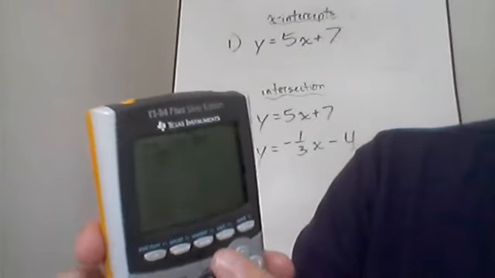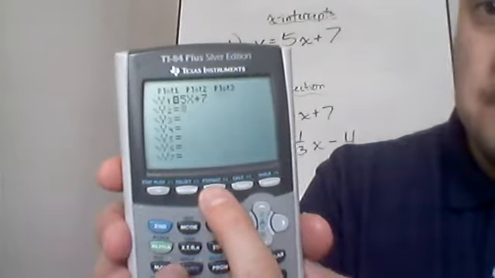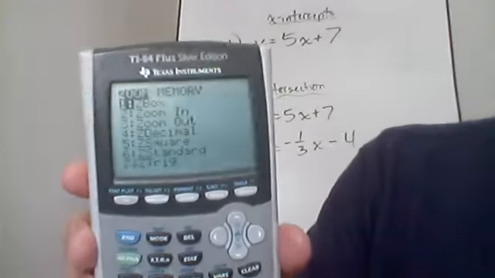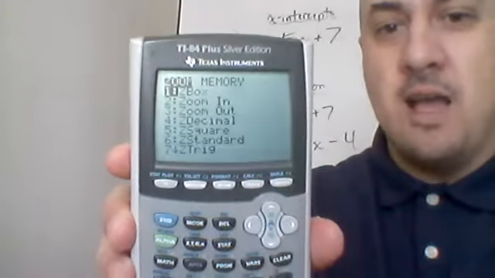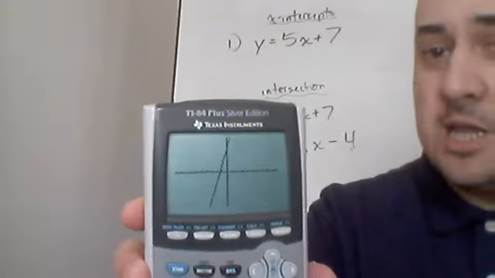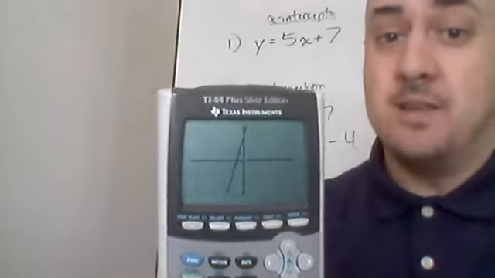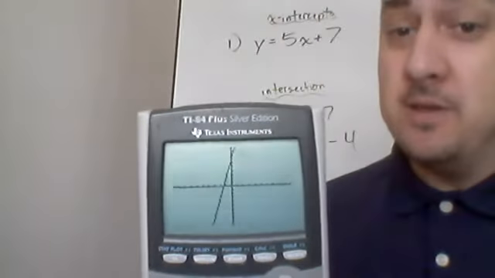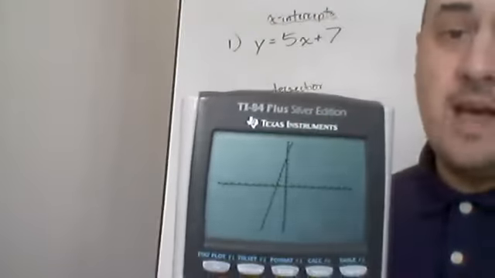I don't remember how I had the window set up, so let me do the zoom button and then number 6 to take me back to the standard window. I'm pretty sure for one of the graphs on the last video, I had to change the window. So now I'm changing it back to the standard, which is between -10 and +10 for the x and y values. And there is my graph of y equals 5x plus 7.